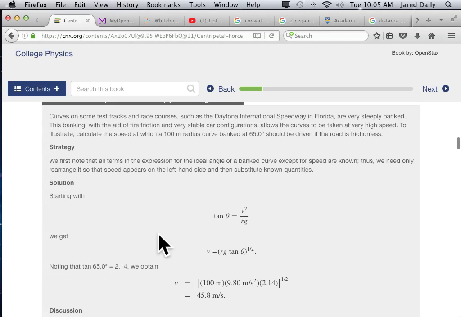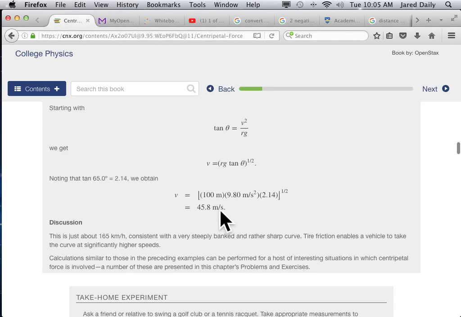So in this one, they want to know what is the speed. So we take this equation, we solve it for v, we get that, and we plug in all the numbers, 45.8 meters per second. So there you go. Now you can join a Formula One racing team and you can calculate the speed going around a turn, as long as you know all that other stuff.